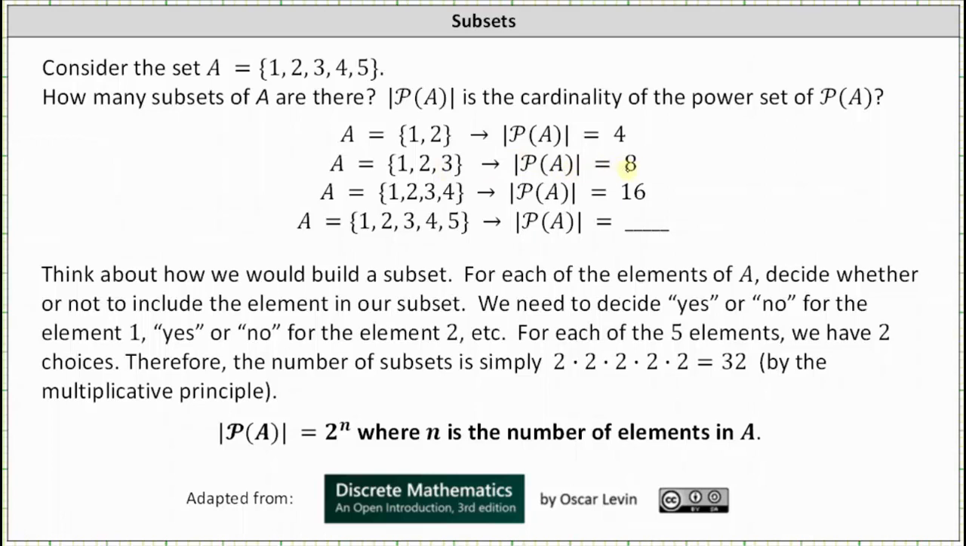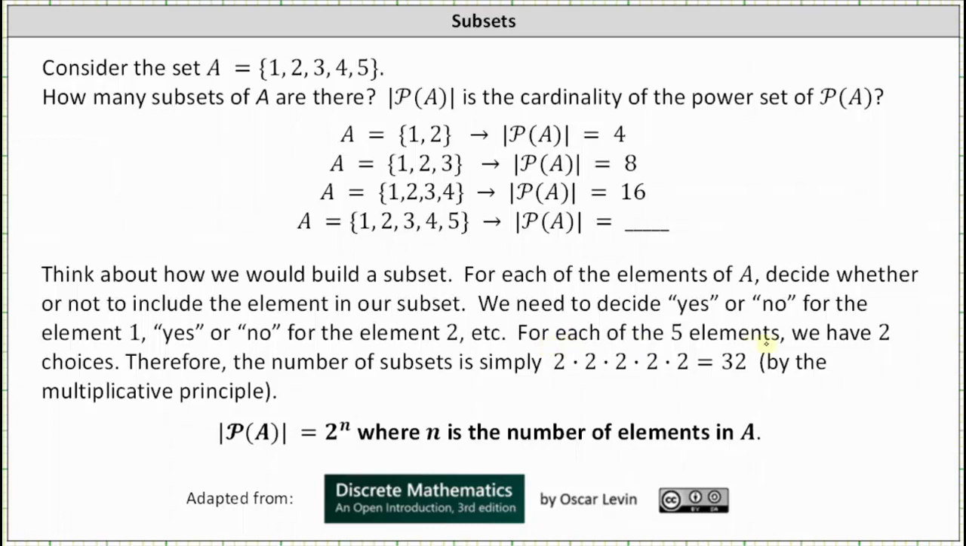But again, our question is, how many subsets are there when set A is the set with elements 1, 2, 3, 4, and 5, or what is the cardinality of the power set of A? Think about how we would build a subset. For each of the elements in A, decide whether or not to include the element in the subset. We need to decide yes or no for the first element, yes or no for the second element, yes or no for the third element, and so on.